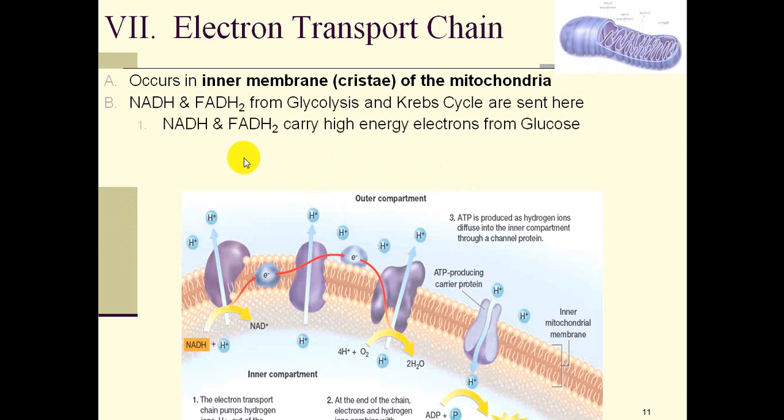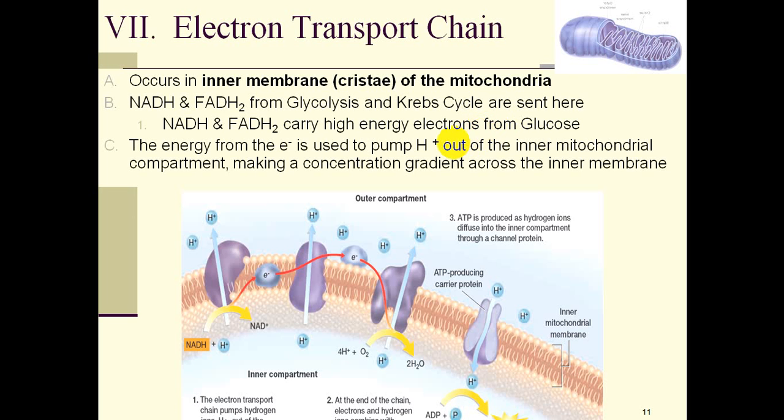So the role of these guys is to carry high energy electrons from glucose. So it's all about the electrons, the negative charge. It's electricity that makes the whole thing work. It's really pretty interesting. So the energy from the electrons, so remember these are electrons, and instead of getting zapped by photons of light, that's not going to happen. They're just stripped off of these molecules and they're sent down the electron transport chain.